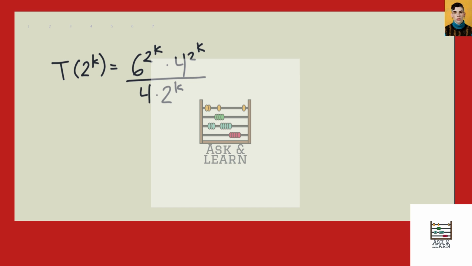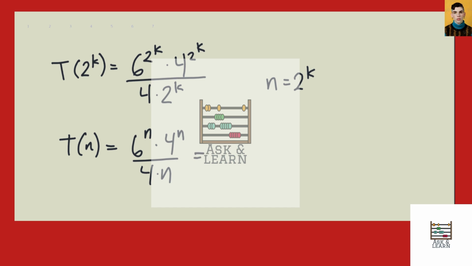All right, so now if we let n be equal to 2 to the power of k, so that was our first substitution we made, we end up with t of n, which is equal to what we have up here. We get 6 to the n times 4 to the power of n over 4 times n, which will simplify as 6 to the n times 4 to the power of n minus 1 over n.